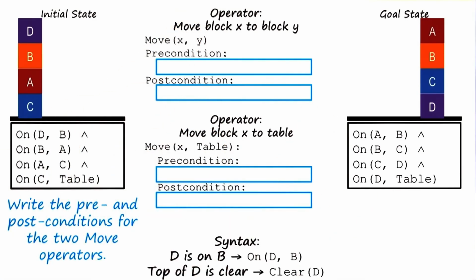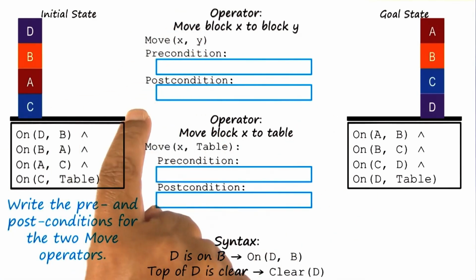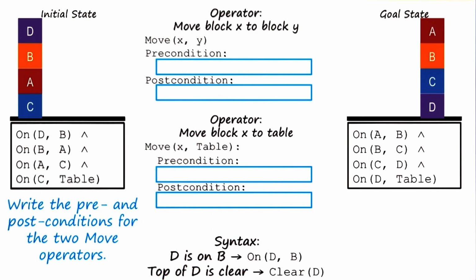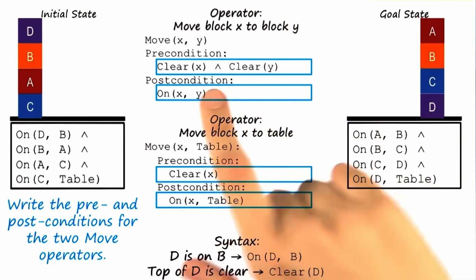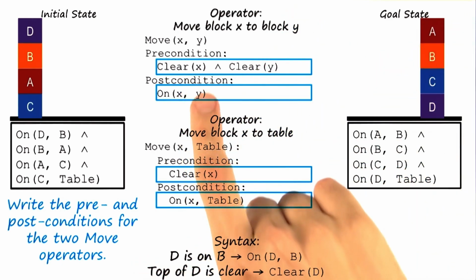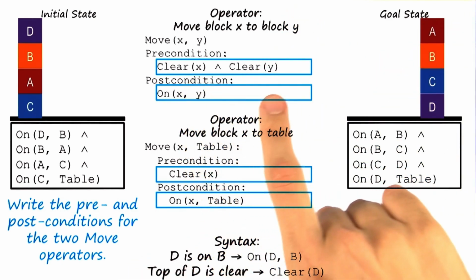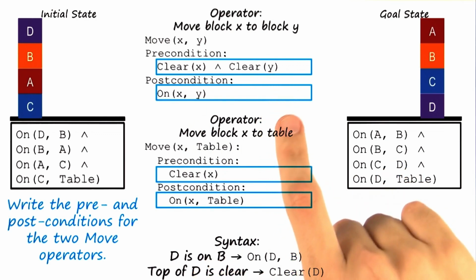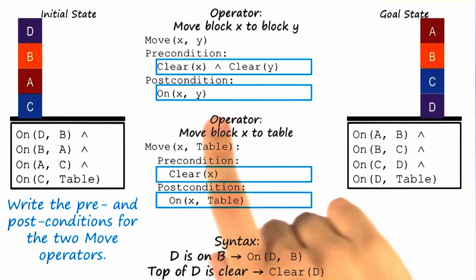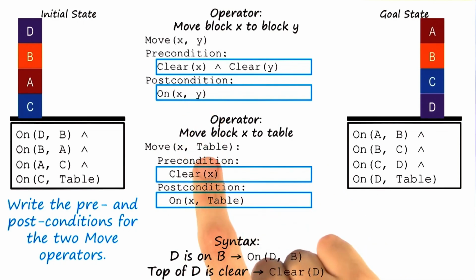Given this setup, please write down the specification of the first operator as well as the second operator. What did you write down, David? So like you said, our precondition for the first one is that both X and Y are clear. We can't move X if anything's on top of X, and we can't put it on Y if something is already on top of Y. Our postcondition then is that X is on Y. For the table, it's a little bit easier. The table has unlimited room. So for the table, as long as X is clear, we can move X to the table. And then the postcondition is that X is now on the table.